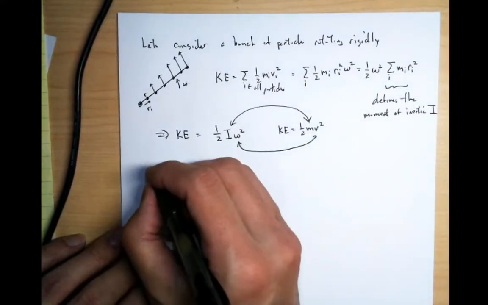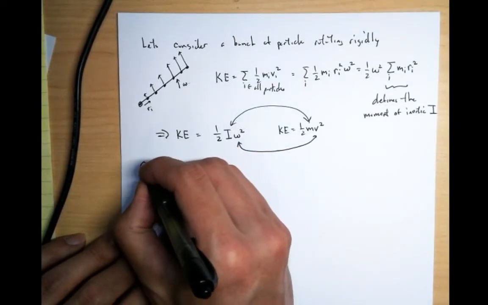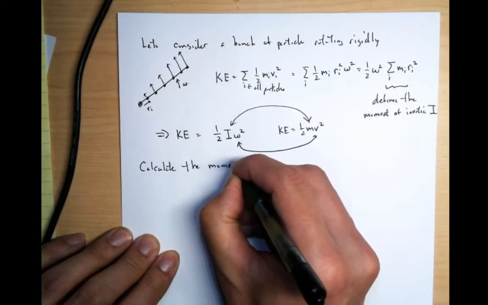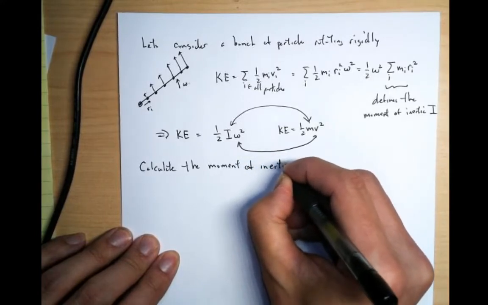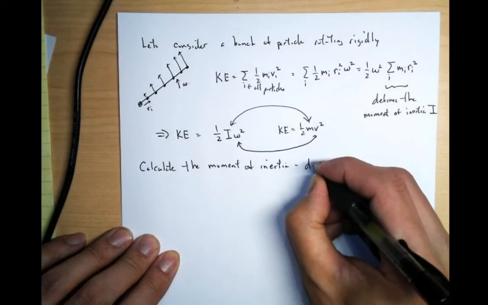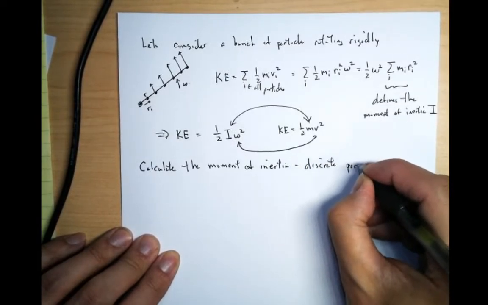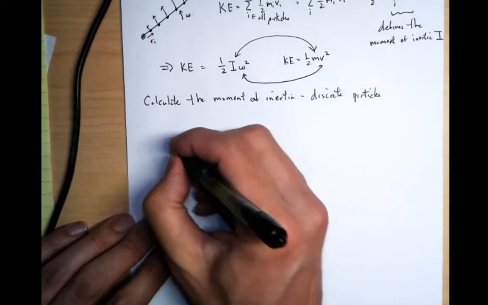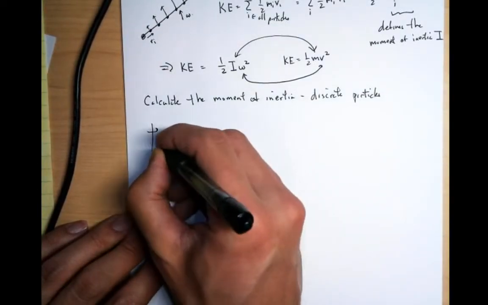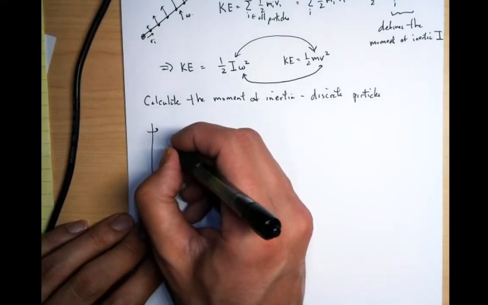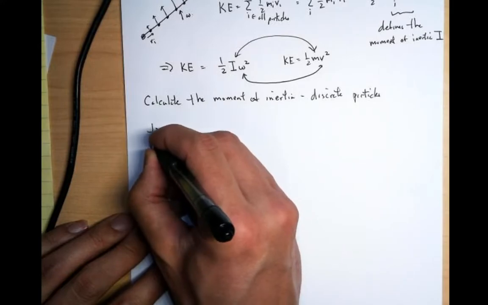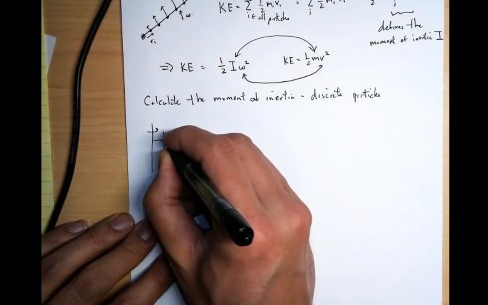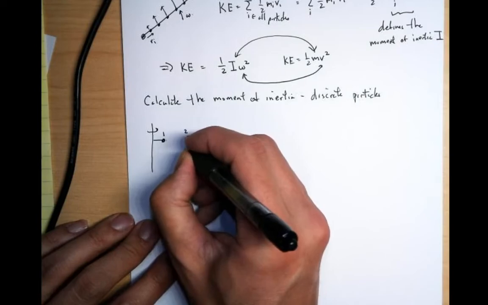Okay, so let's talk about how we calculate this moment of inertia. Let's consider discrete particles first. Let me imagine, for instance, that I have an axis here. I'm going to spin this around, and I'm going to put a few things in various locations. So I'm going to put mass number one here, and then mass number two there.